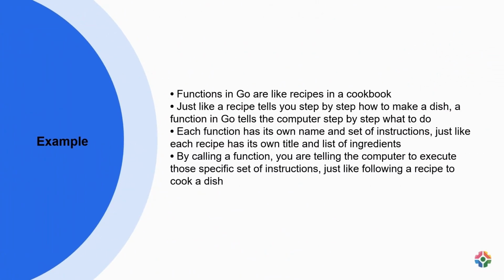Functions in Go are like recipes in a cookbook. Just like a recipe tells you step-by-step how to make a dish, a function in Go tells the computer step-by-step what to do. Each function has its own name and set of instructions, just like each recipe has its own title and list of ingredients. By calling a function, you are telling the computer to execute those specific set of instructions, just like following a recipe to cook a dish.